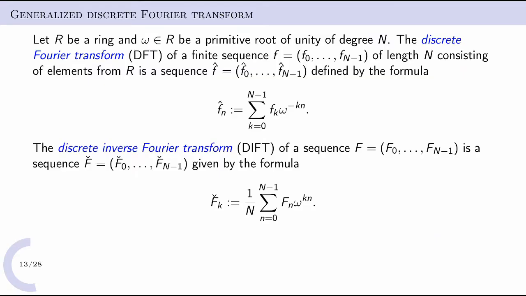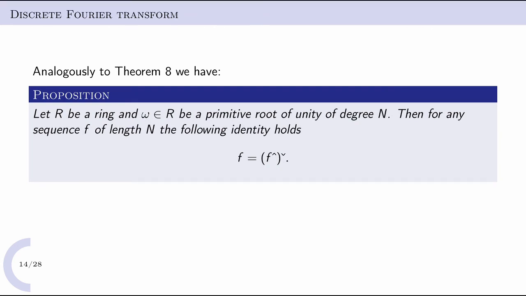In a similar way as we had for the standard Fourier transform, for the discrete Fourier transform there also holds an analog of the Fourier theorem. So if we have a ring and a primitive root of unity of degree n, then for any sequence of length n, the discrete Fourier transform and the inverse discrete Fourier transform are opposite of each other. They are inverses. That's where the name inverse Fourier transform comes from.